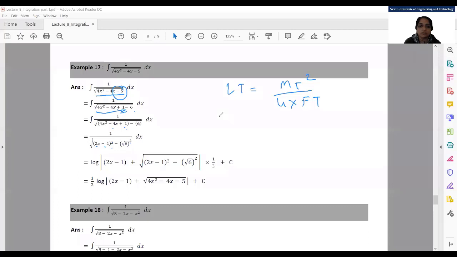Now you have to apply the formula of 1 upon under root x square minus a square. Your x is 2x minus 1 and your a is under root 6. So your formula is log x, that is 2x minus 1, plus under root x square minus a square, which was your question only, into the derivative of this bracket, which is 2, so into 1/2.